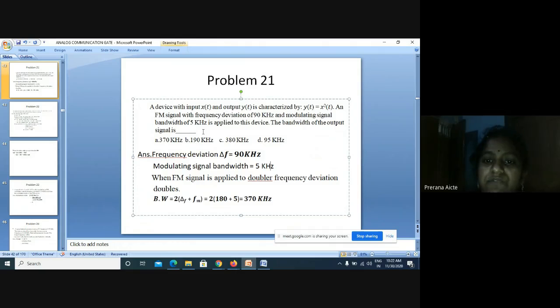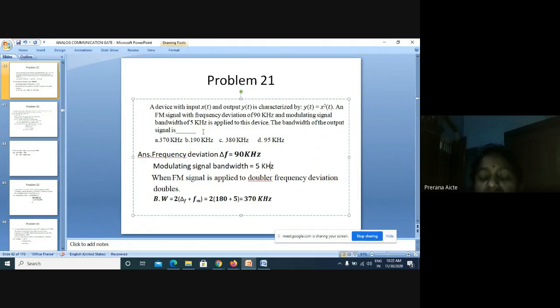So the FM signal is now applied to a doubler. So x square of t, we are applying it to a doubler. Then your frequency deviation will become double. So what is your del f? Del f will now become 90 into 2, double.